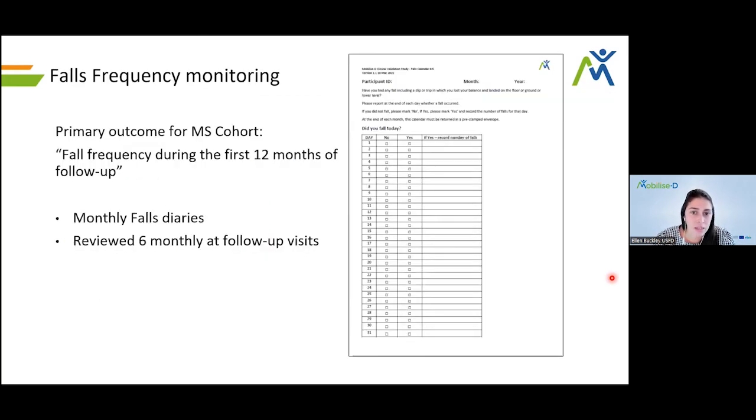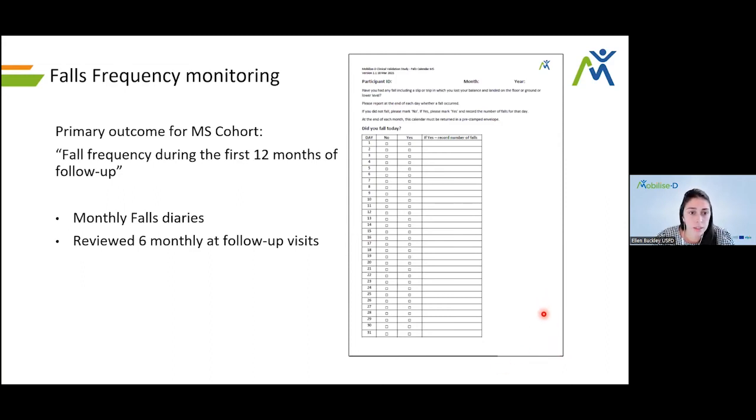The last item that I need to discuss really is the fact that we do our falls monitoring. So the primary outcome for the cohort is actually the falls frequency during the first 12 months of follow-up. So these diaries are really helpful, essentially so that we can prospectively capture how many falls are happening, and then we review these at the 6-monthly visits, so that we have a really accurate idea of how many falls are really happening in patients' day-to-day life, and whether these are causing injuries as well.